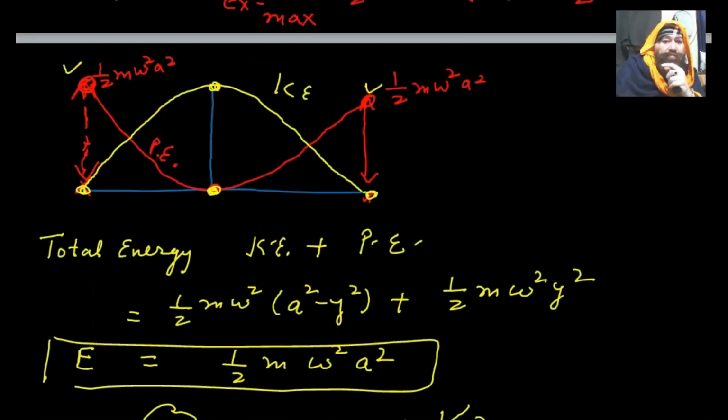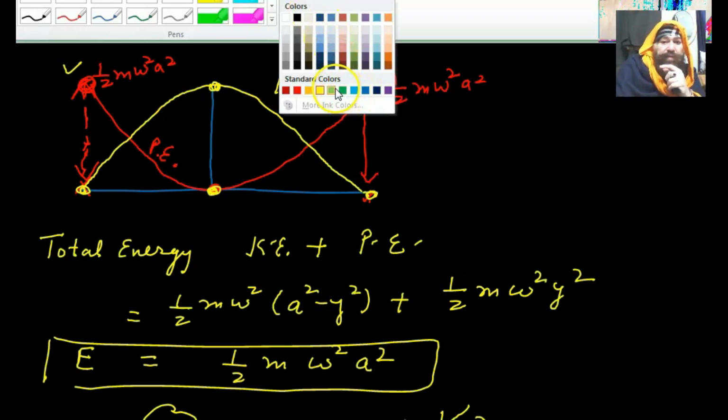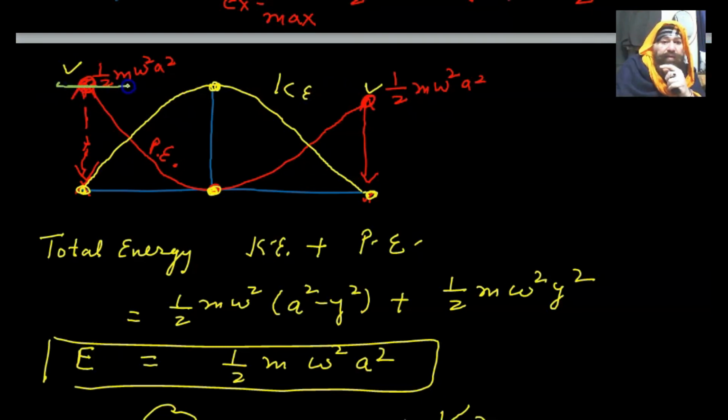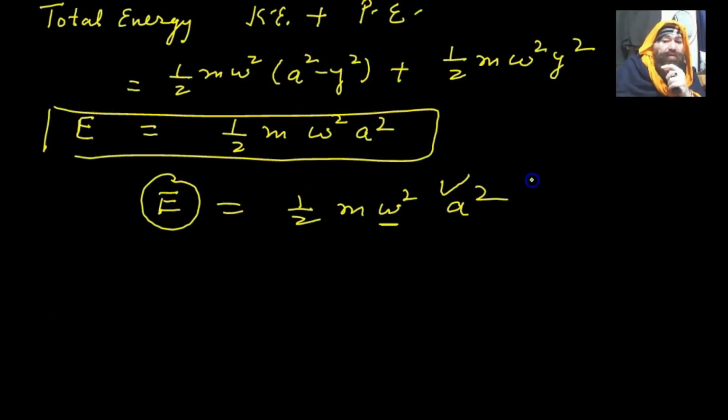Okay, total energy is the sum of kinetic plus potential. So if I add the two, the total energy becomes half m omega square a square. This becomes the total energy line. So this horizontal line means the total energy is not varying. But it is true only if the dissipative forces are absent. The total energy remains constant in the absence of resistive forces.